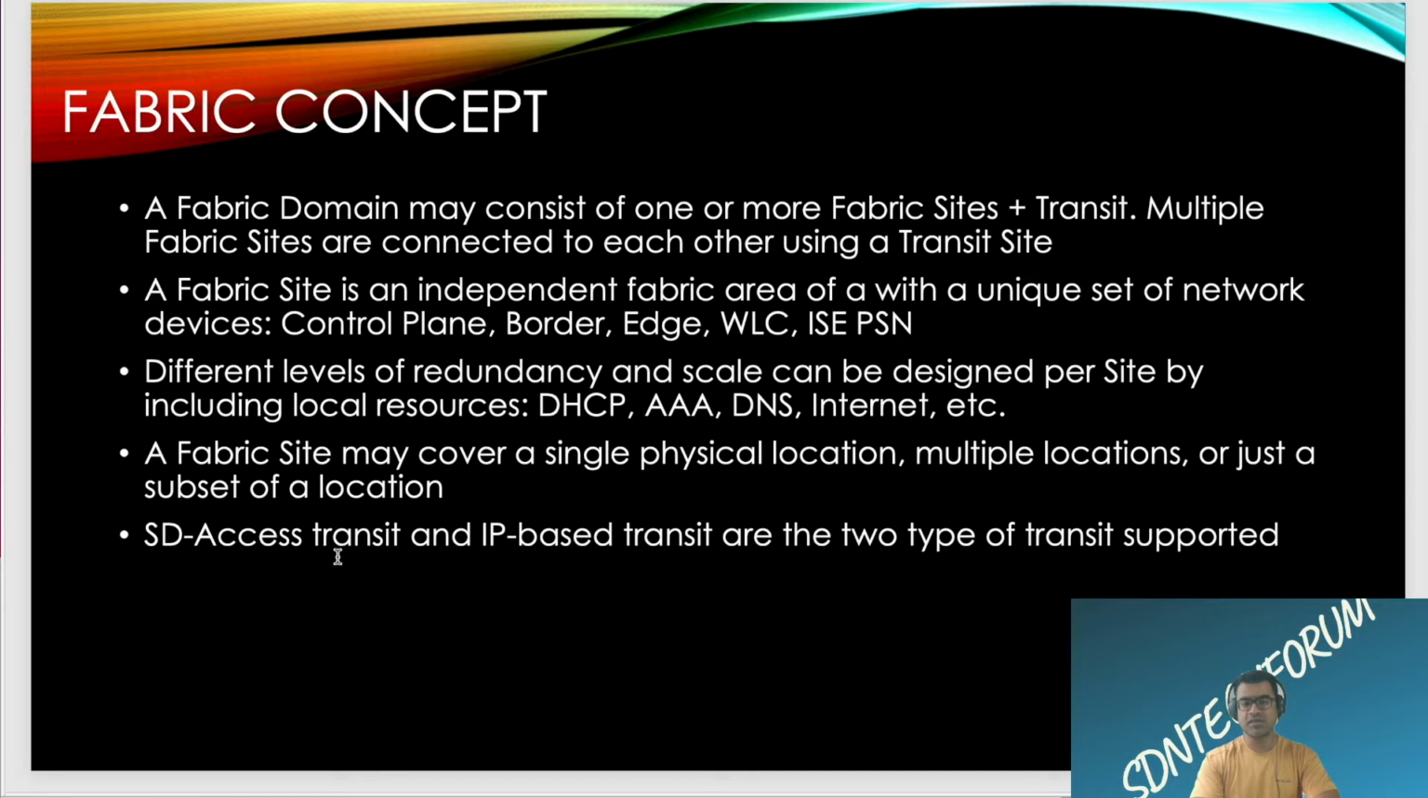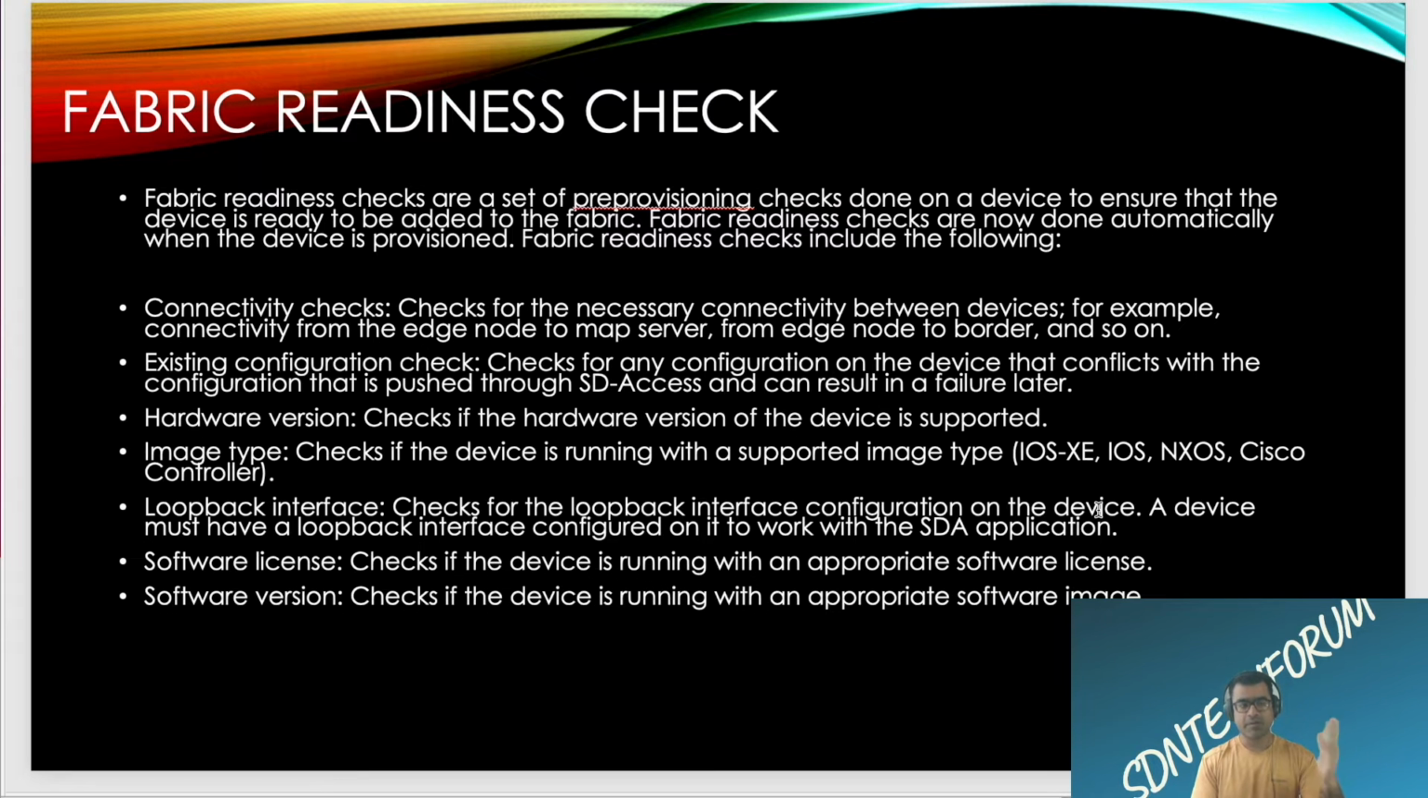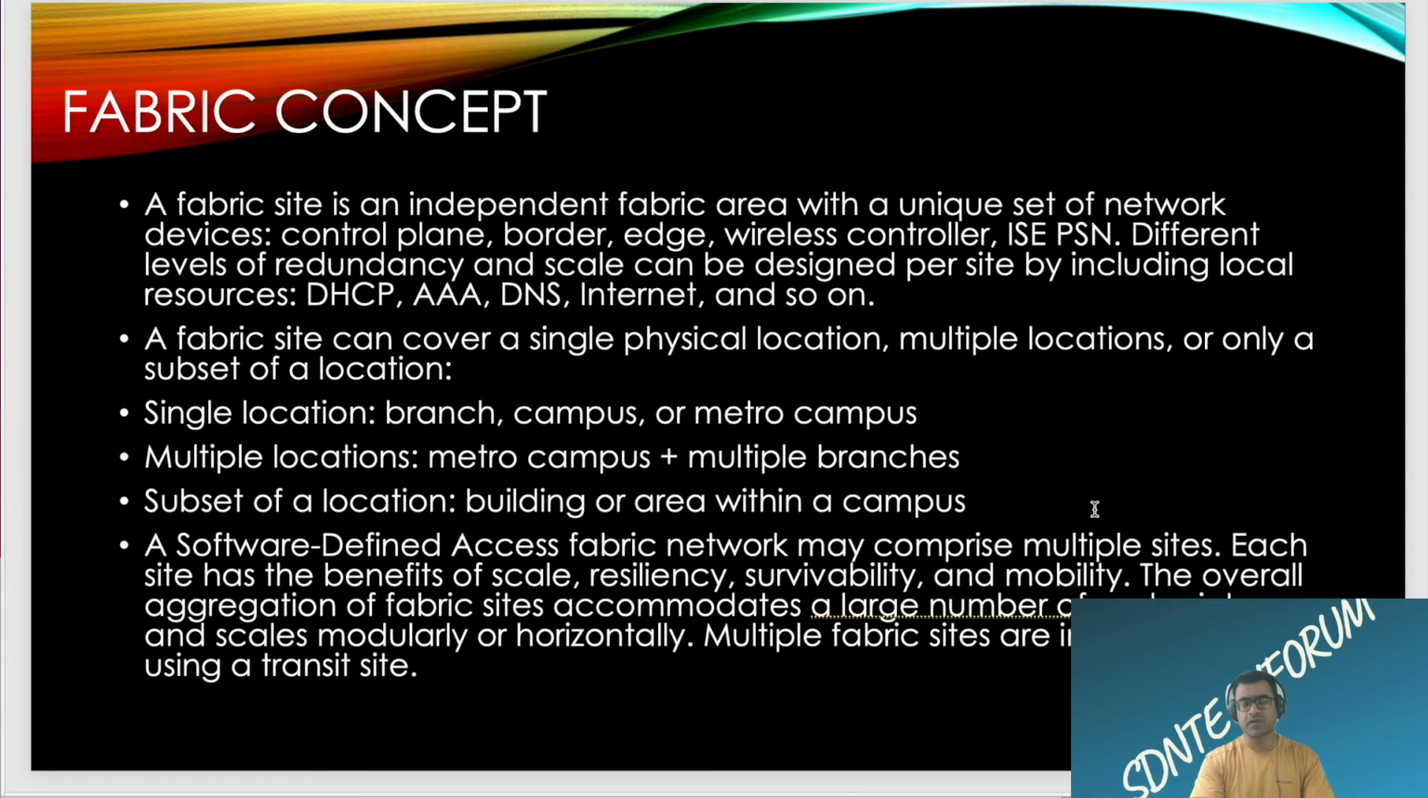SD-Access transit and IP-based transit are the two types of transit supported today, and we will understand the difference when we start building the fabric. Again, this is pretty much the same thing, the guidance on how you should build a fabric: single location, multiple locations, or a subset of locations. And this is basically fabric assurance. We will look at this once we finish building our fabric. So now let's go and start building a fabric. I'm going to pause the video now and go to DNAC, and we'll start building the fabric.